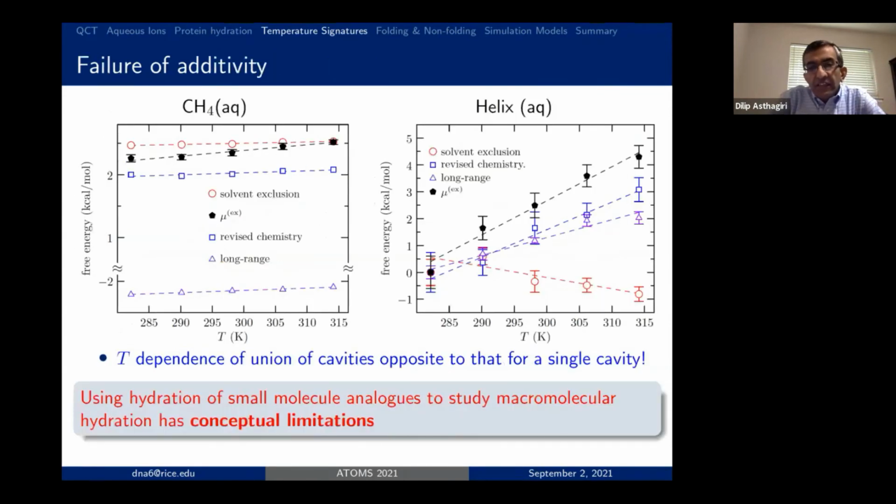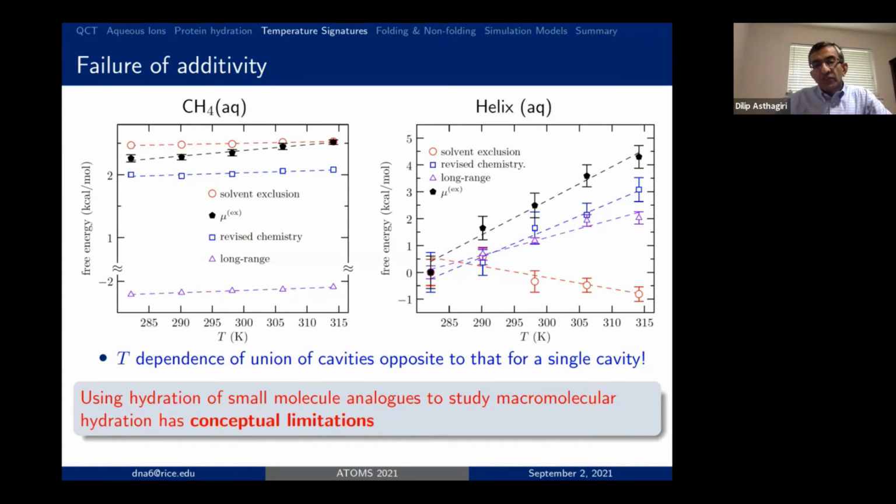So here is a comparison of these objects side by side. What you find for methane is that the solvent exclusion increases with temperature. But for a helix, it decreases with temperature. So the entire idea of additivity fails right here. Even at the point of looking at just cavity contributions, additivity fails. In published work, we have also shown the failure of additivity in looking at just attractive contributions as well.